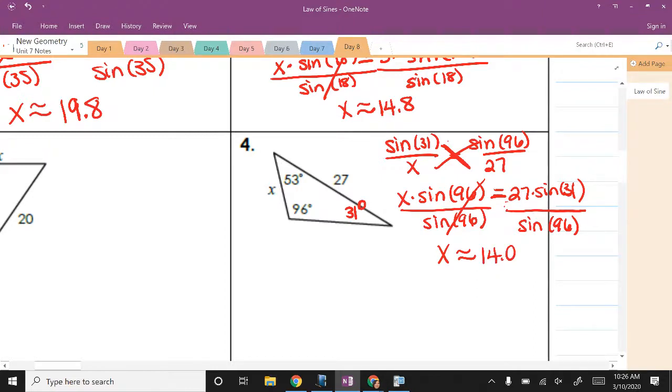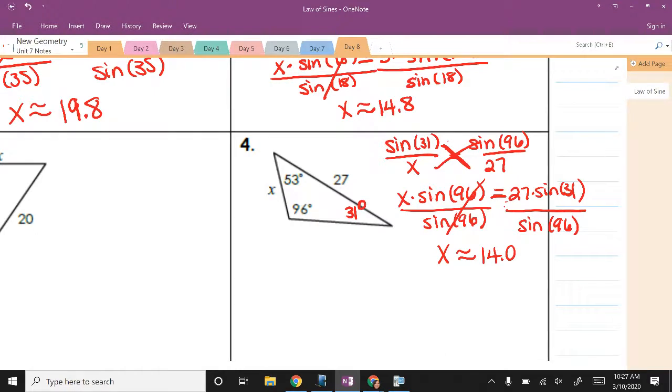And let's check and make sure that makes sense. Did everybody get that? Okay, because I didn't show y'all my calculator punching. Is that okay? Did everybody get it? All right, so y'all check with me. 31 is across from my 14, and that's a smaller angle, so my number should be smaller than 27, because 96 is a bigger angle. Okay, so smallest angles are across from smallest sides.